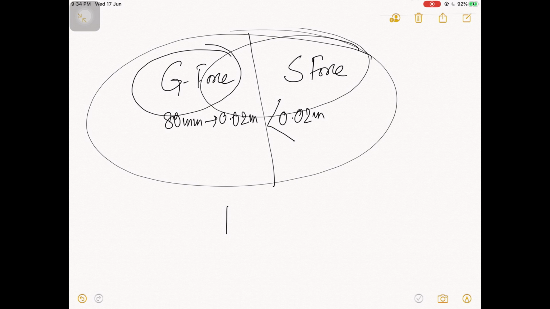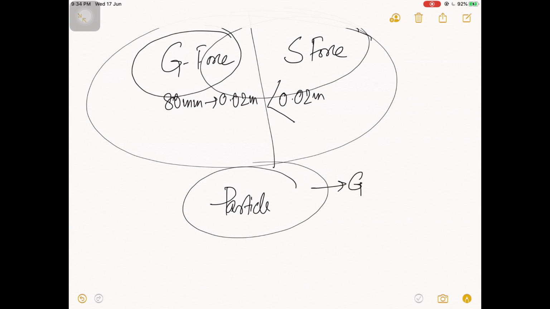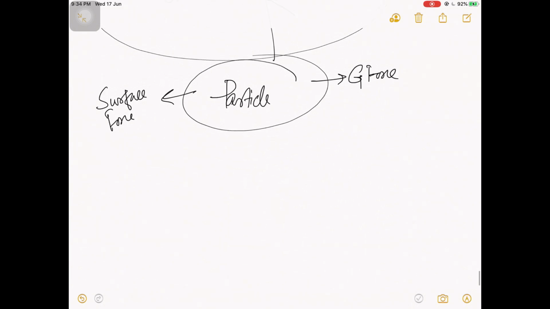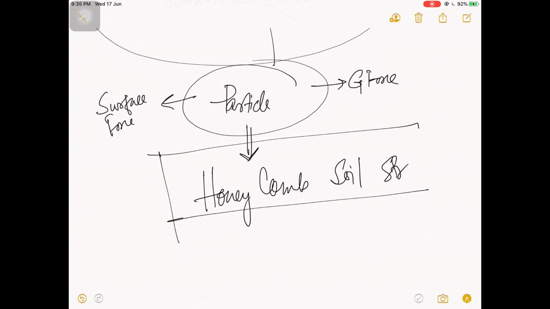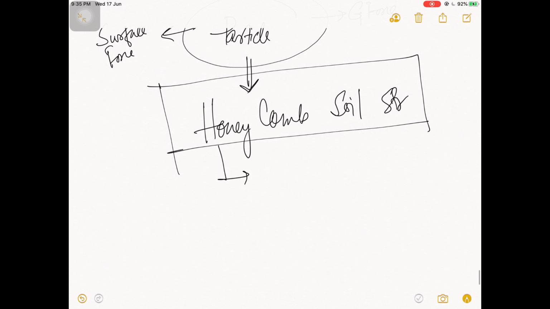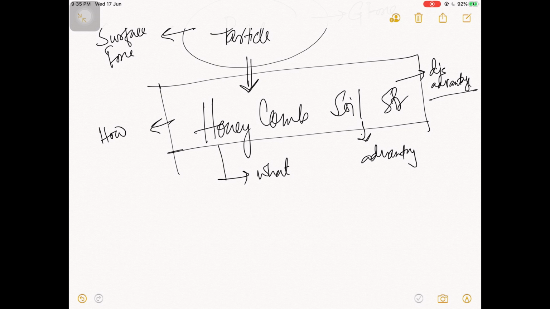In this video I'm going to show you a special type of particle. This particle has beautiful features. In these particles, two types of forces act: gravitational force as well as surface force. As per soil mechanics, this particle is known as a honeycomb soil structure. So, in this video, I'm going to show you what we mean by honeycomb structure, how it is generated, what its advantages are, what its disadvantages are, and there will be some bonus tips for you. Hopefully you'll watch the video till the end.